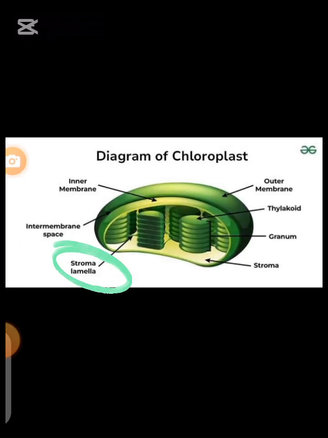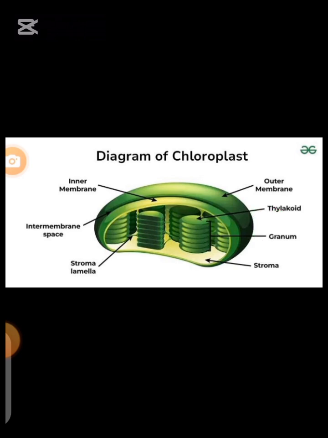If we talk about the stroma, stroma is a fluid filled region inside the chloroplast. The stroma contains enzymes and pigments. Here different metabolic processes take place. The next part is thylakoid. They are flattened sacs which are embedded in the stroma. It contains photosynthetic pigments such as chlorophyll. This thylakoid absorbs light energy. The next is granum. Granum is basically the stack of thylakoid. It is the site of photosynthesis.